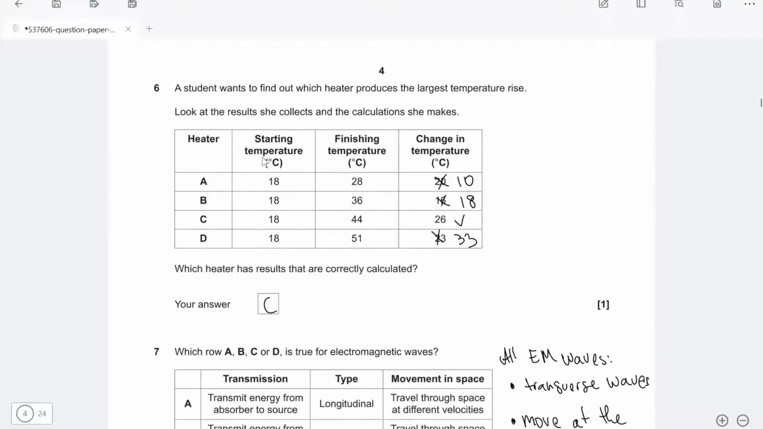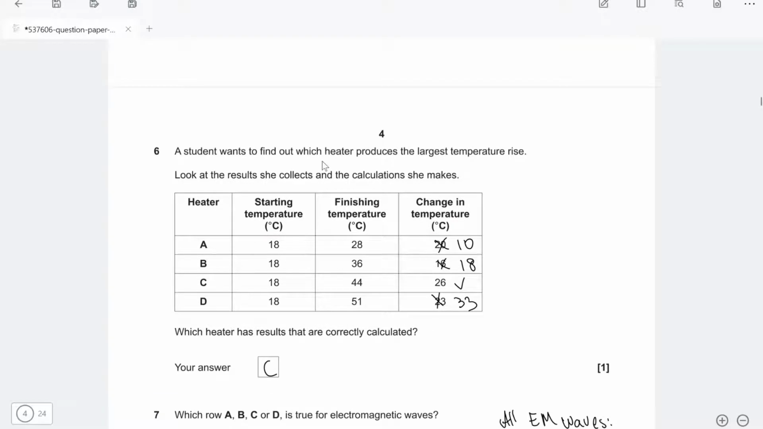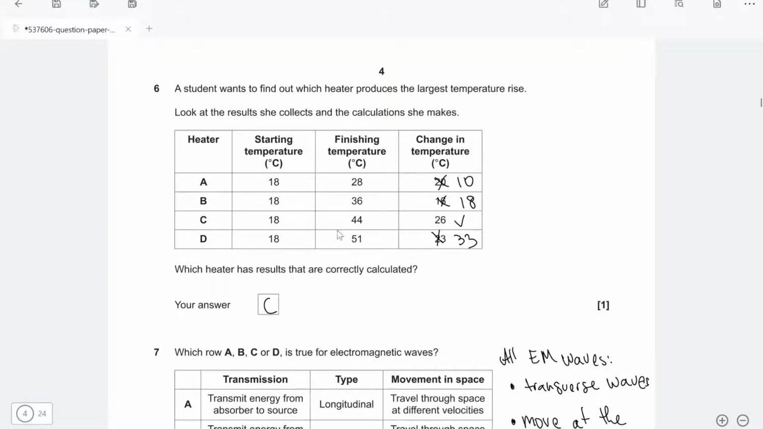Question 6. A student wants to find out which heater produces the largest temperature rise. Look at the results she collects and the calculation she makes. Which heater has the results that are correctly calculated? So all we need to do essentially is take away the starting temperature from the finishing temperature. So for A, that's going to be 28 minus 18. That's going to give us 10. So this one here has a mistake. So does the next one. If we take 18 away from 36, well, we're going to get 18. 44 minus 18, that's 26. So that's going to be the correct answer. So the correct answer for 6 is C.